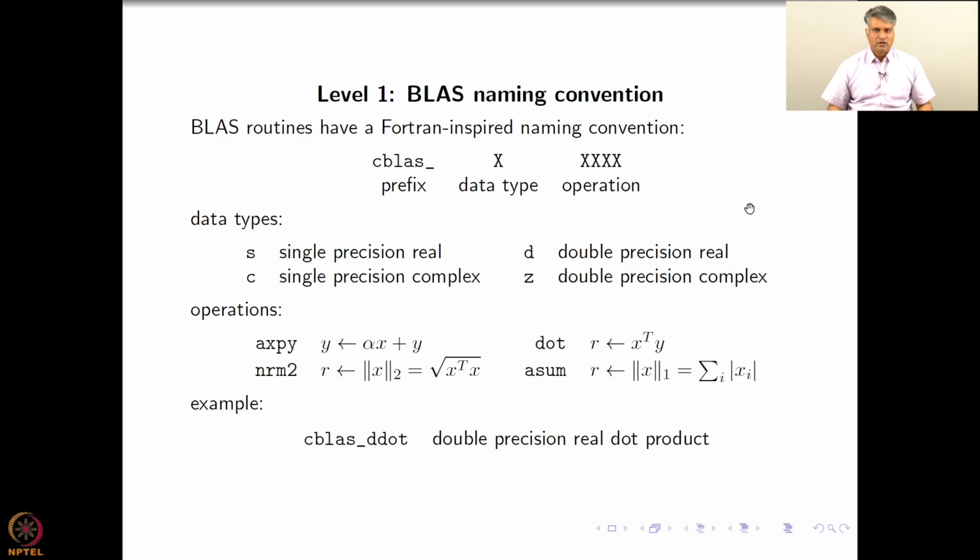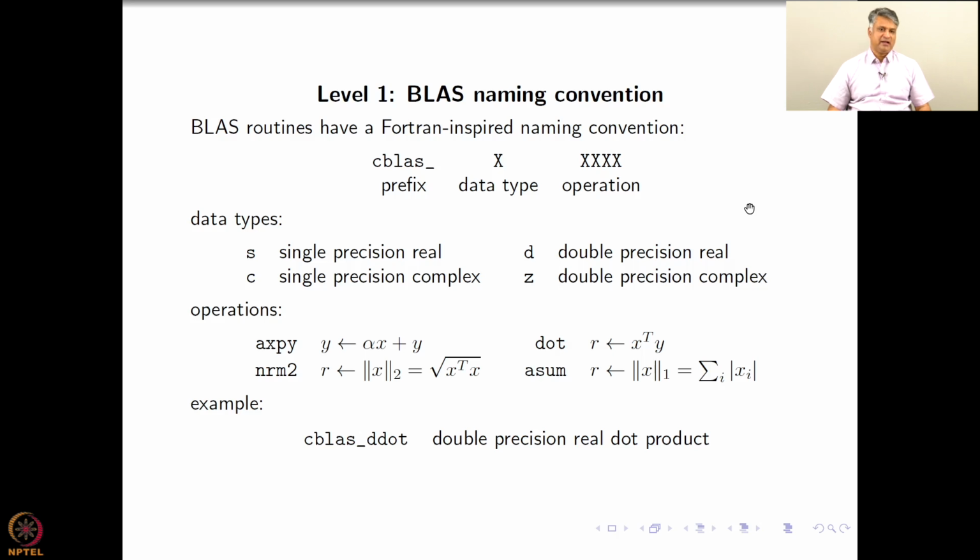Now let us look at what is the naming convention of these BLAS routines. So BLAS routines have a Fortran inspired naming convention. They typically have a prefix, a data type, and an operation. The data types that it can work with are single precision real, double precision real, single precision complex numbers, and double precision complex numbers. Each of these is denoted by the alphabets S, D, C, and Z respectively. And then you have the different operations.